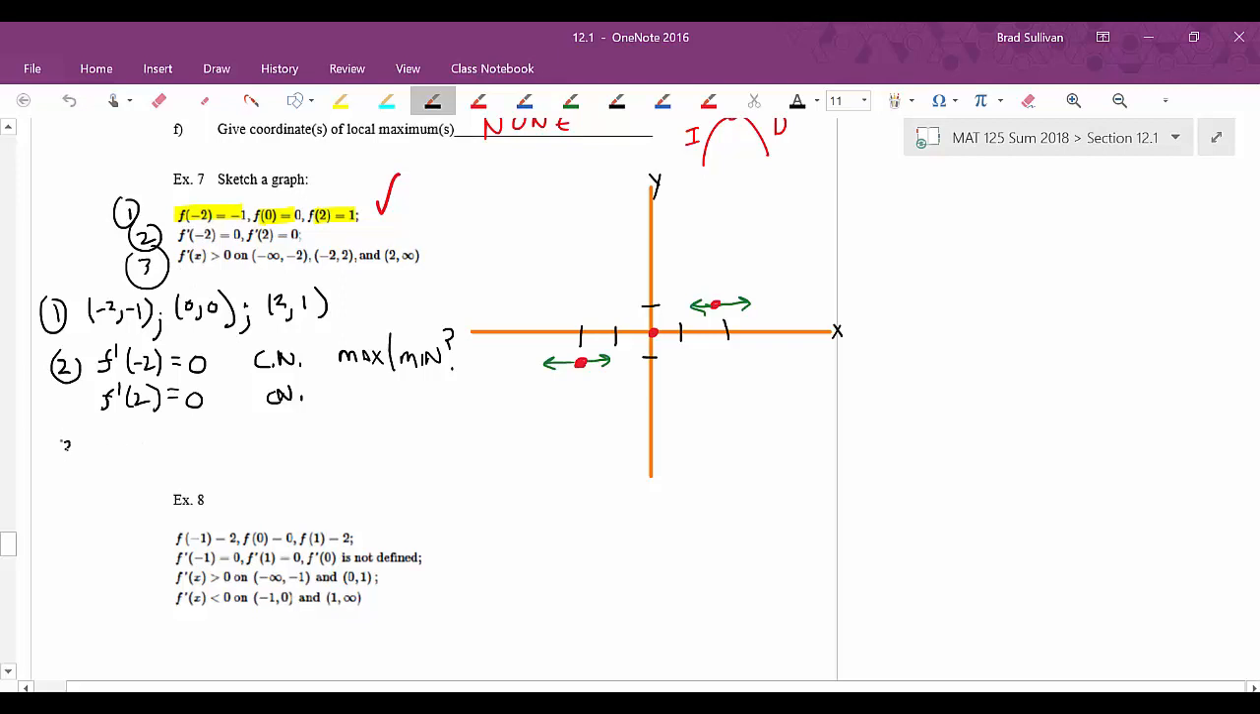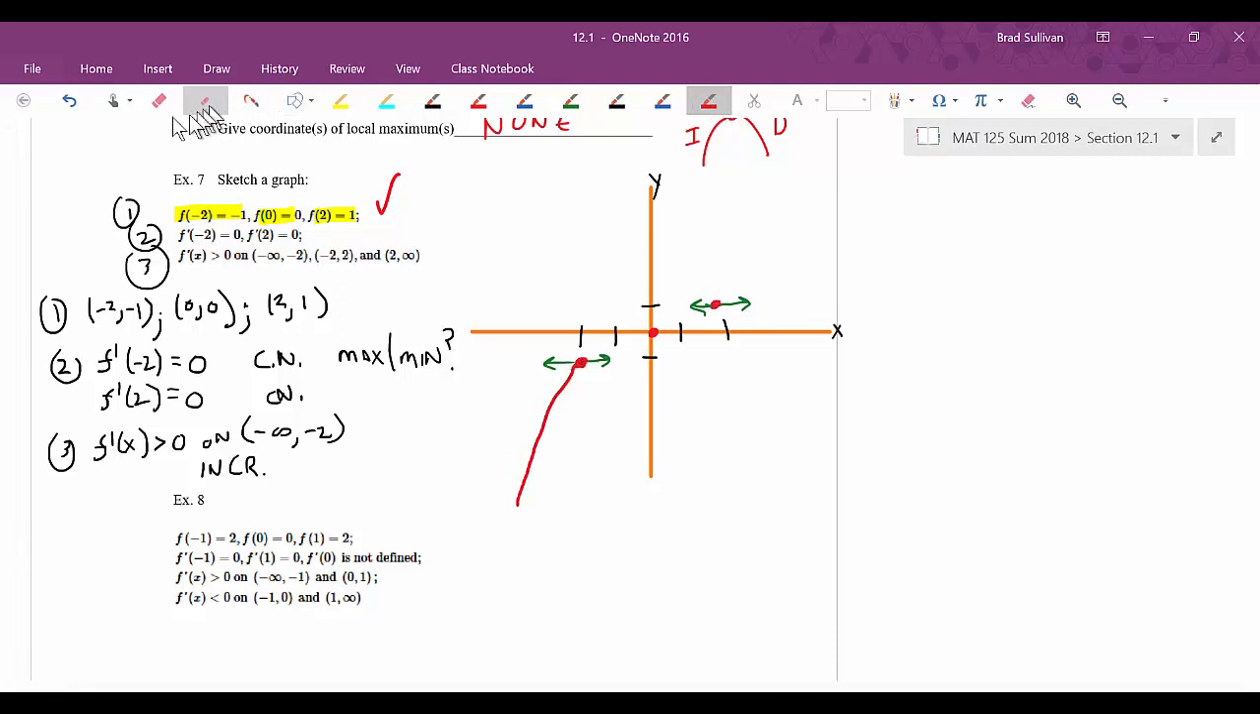Okay, go to 3. It says the derivative is positive on the interval -infinity to -2. That means that you are increasing. So from -infinity to -2, the function is going to increase. So it's going to do something kind of like this. There's no way to tell for sure, but I'm just going to put something kind of like that. So we got a function that's increasing until it gets to that point. Then it's going to have a 0 derivative. Okay, it takes care of that.